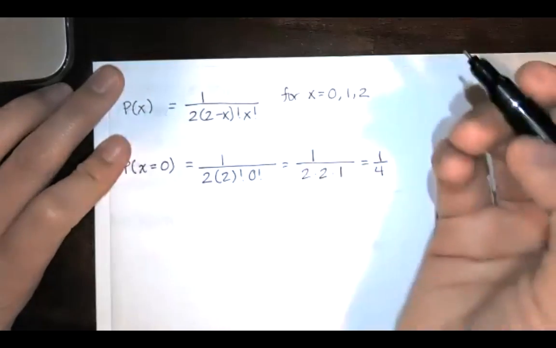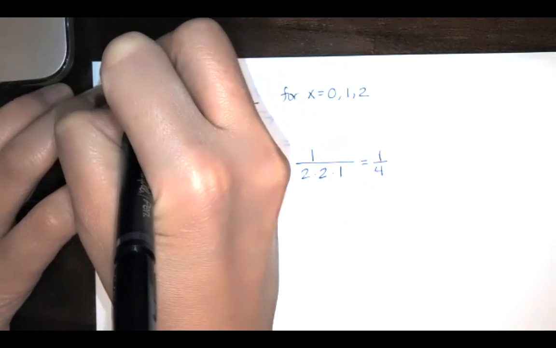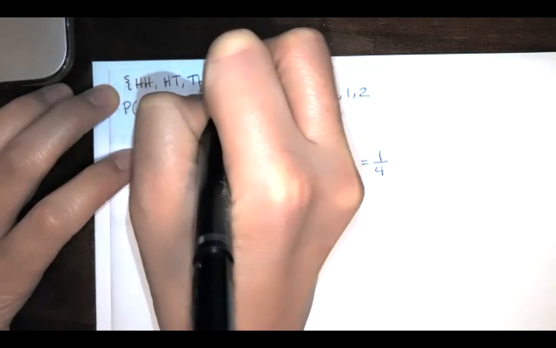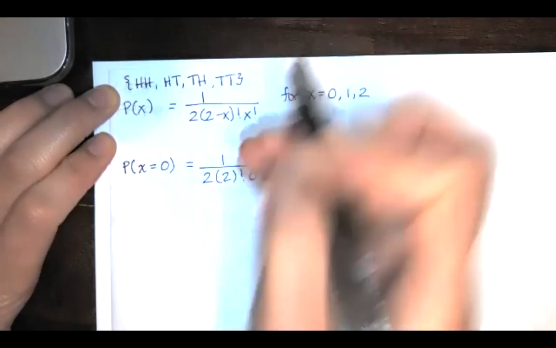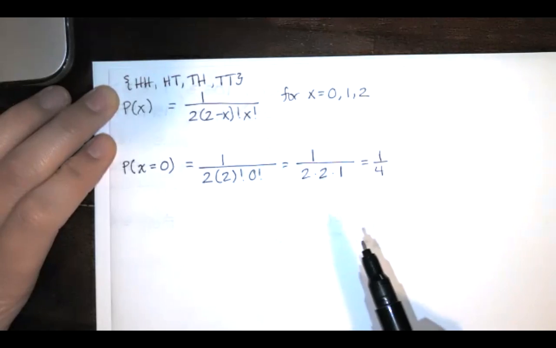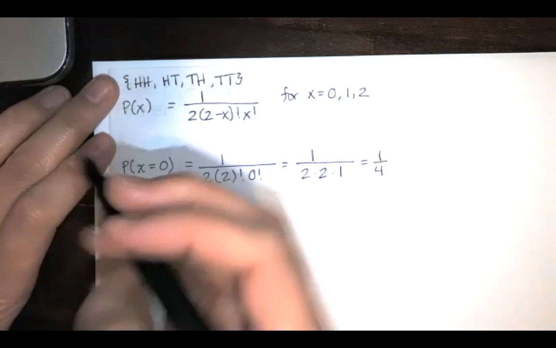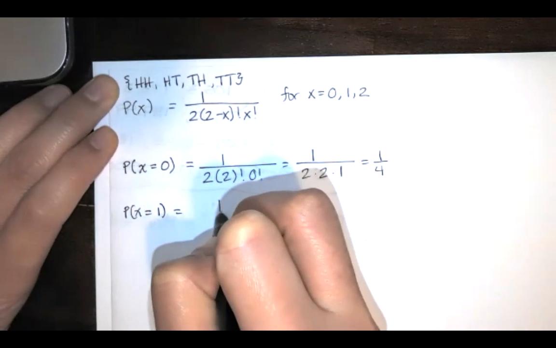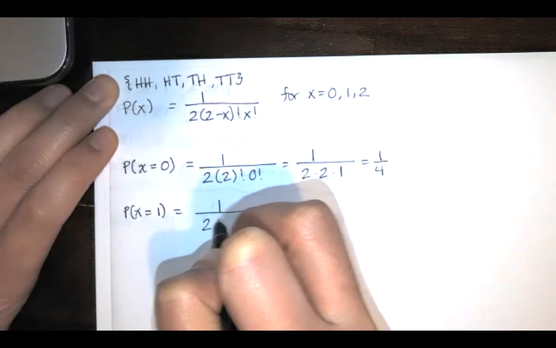And remember what our sample space looks like. You can have heads and then heads, heads and then tails, tails and then heads, or tails and then tails. Well, there's a 1 in 4 chance that that happens. So that formula gives you that. You might say, really? Yes, really.